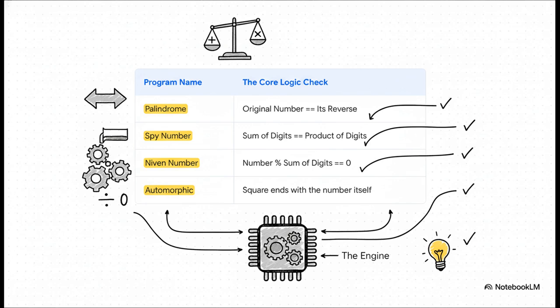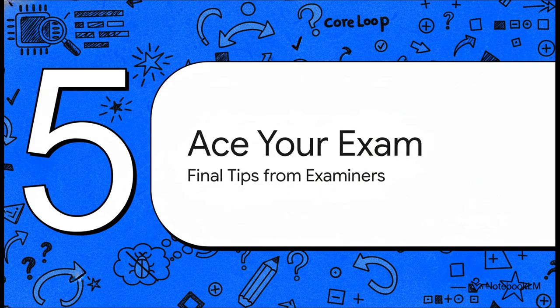Now, pronic and automorphic numbers are a little different. Their main logic doesn't always need the digit extraction engine, but they still follow the same big picture idea. Do some core math, and then do a simple final check. You see the pattern, right? The engine does all the heavy lifting, and then you just do one final comparison based on what the question is asking for. Let's move into our final section and see how this all comes together, with some super important tips that come straight from examiner comments. This is the stuff that separates the good scores from the great ones.